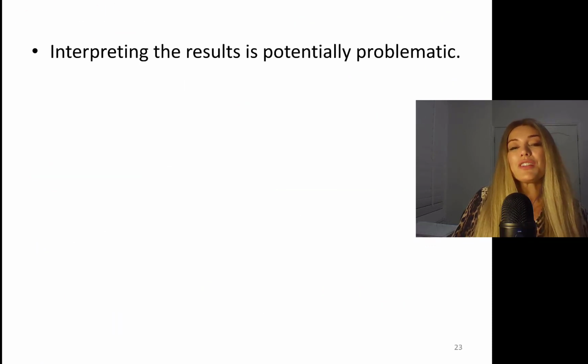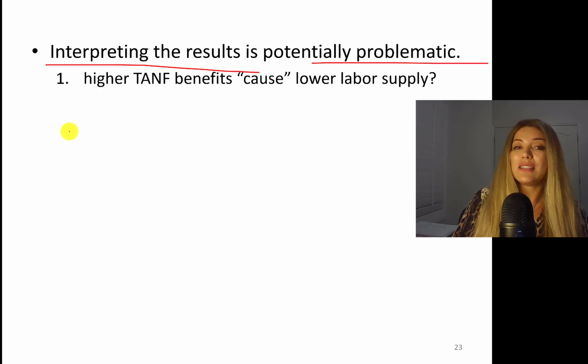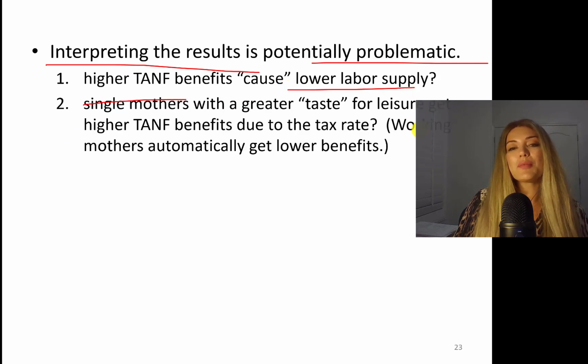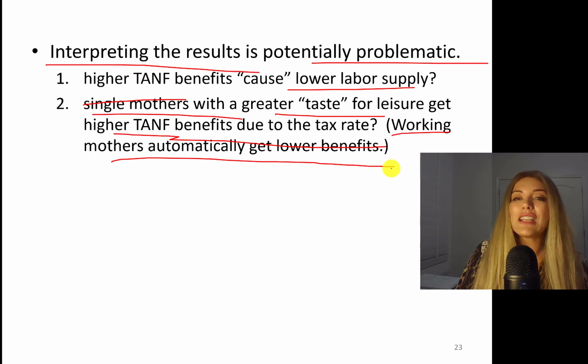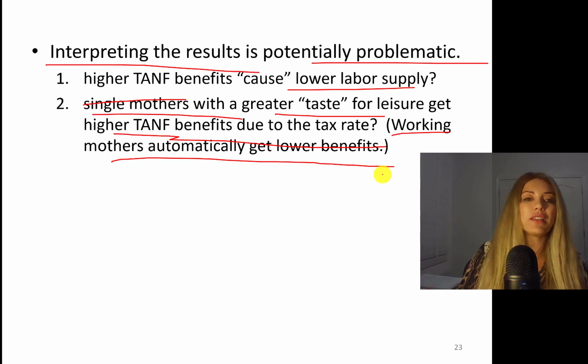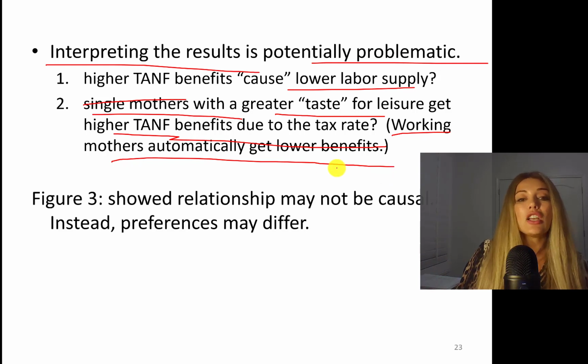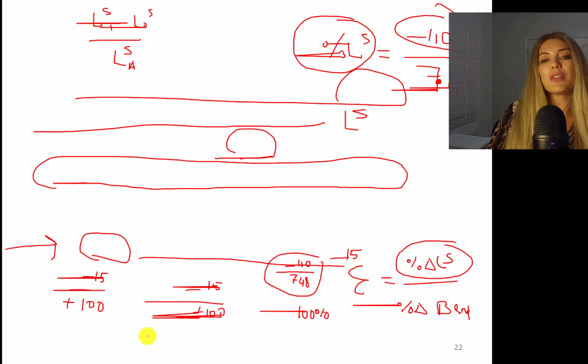However, interpreting the result is potentially problematic, because did the higher benefits cause lower labor supply? Maybe single mothers with a greater taste for leisure get higher benefits, due to the tax rate. Working mothers automatically get lower benefits. It could even be that people who don't like to work could end up having more and more kids to qualify for higher benefits, and therefore work less. So the relationship we showed in figure 3 may not be causal, folks.